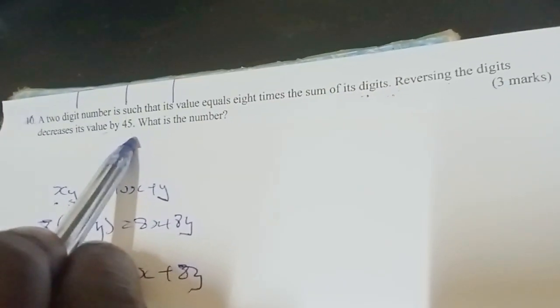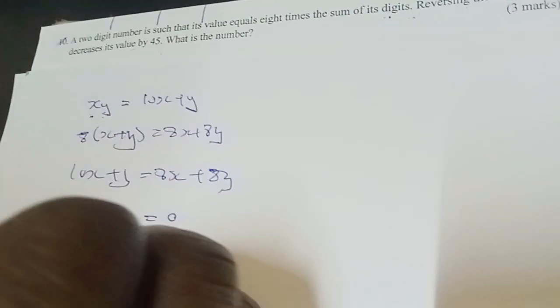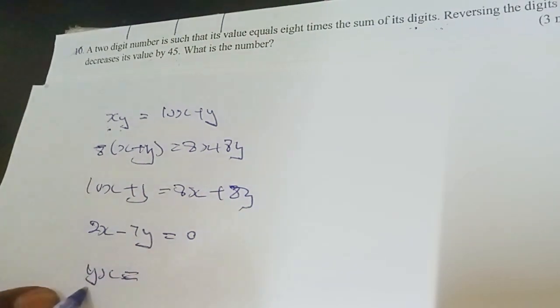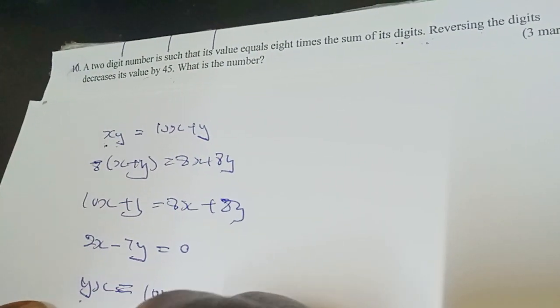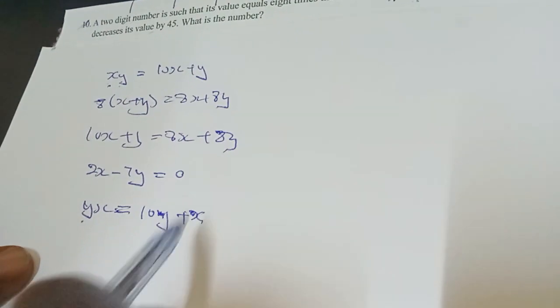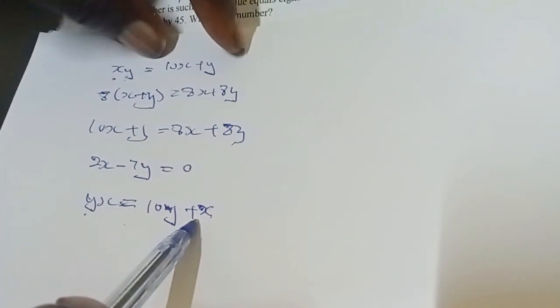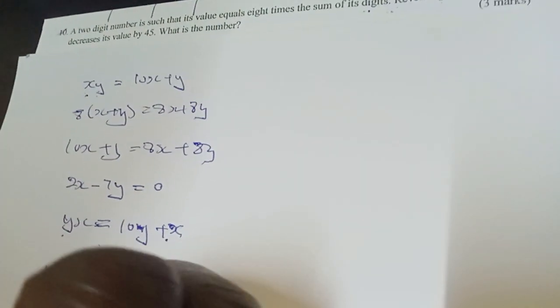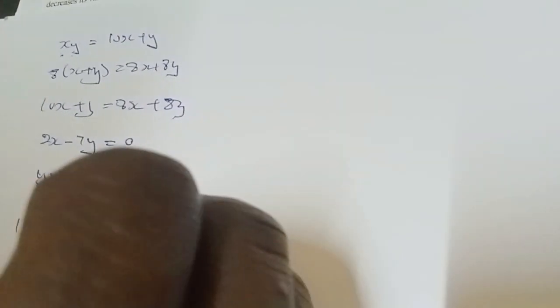The next part says, reversing the digits decreases its value by 45. When the digits are reversed, we have yx, and the total value of y is 10y and the total value of x is x, because it is x times 1. So this one is less than the original number by 45, meaning that 10x plus y minus 45 should give us 10y plus x. Therefore, when you bring this to the other side, we have 9x minus 9y equal to 45.